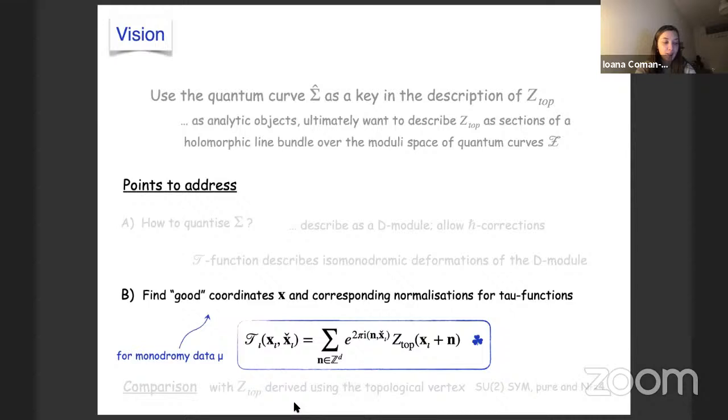So now this brings me back to the points that I wanted to address. So far I have discussed how to systematically find good parameterizations for the monodromy data. And I have not yet said much about the tau functions. So now I would like to turn to two examples of such tau functions where theta series expansions have been shown to exist, and then explain how good coordinates can be matched to appropriate corresponding normalizations via exact WKB.